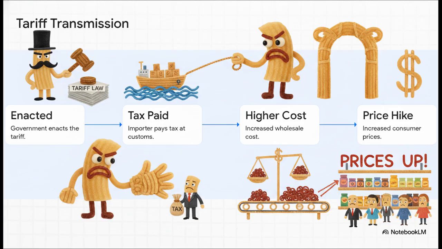Here's what really happens. Step 1, the government enacts the tariff. Step 2, a domestic importing business buys the foreign good, and it's that domestic importer who physically pays the tax at customs to bring it across the border. Step 3, because that importer just paid a massive tax, their wholesale costs shoot up. And finally, Step 4, the importer passes that extra cost right along. That results in increased consumer prices, or sometimes just squeezed margins for domestic businesses.